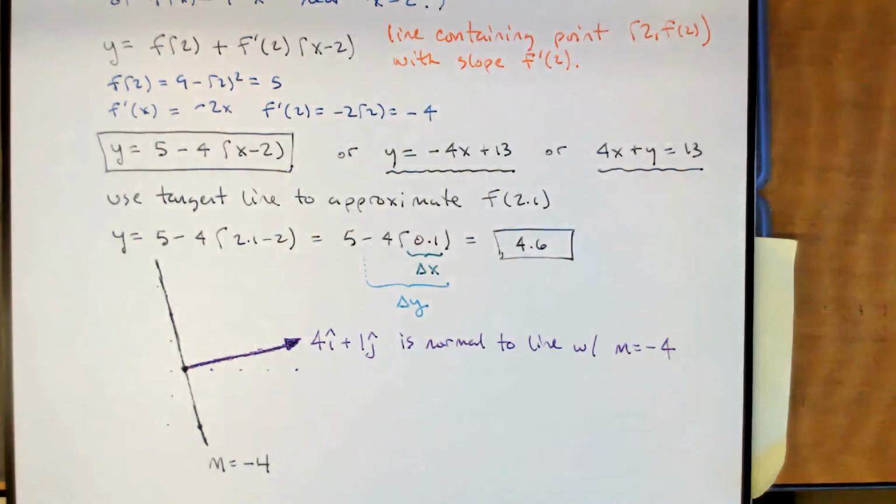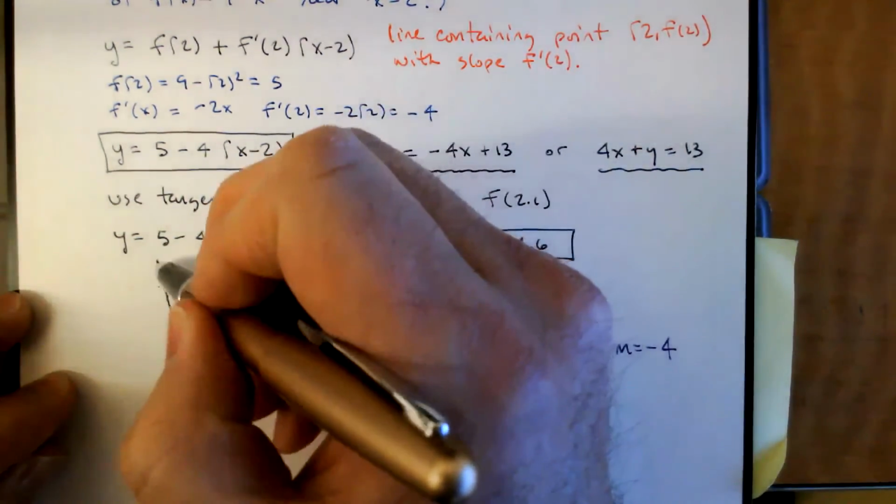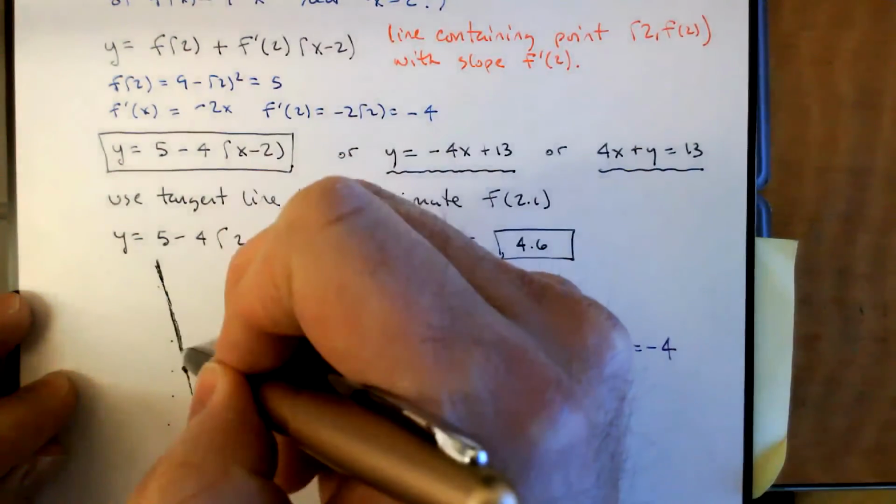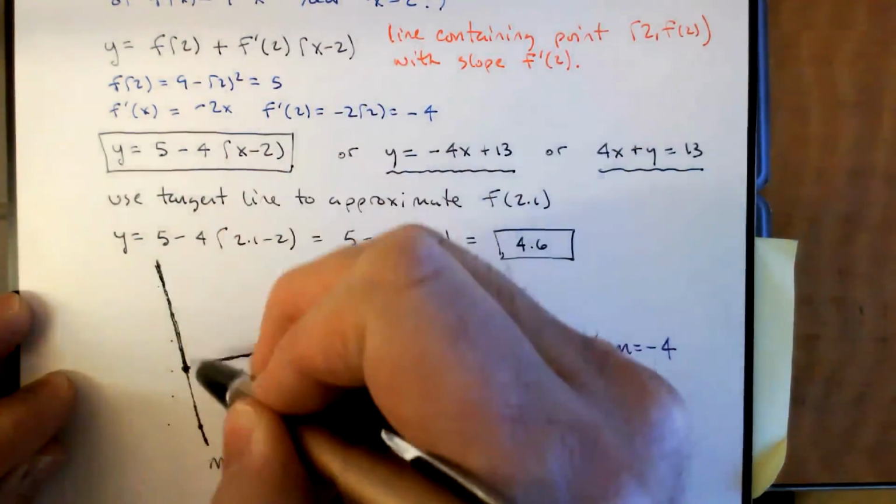So notice that the slope of that line is negative 4. So the perpendicular slope should be positive 1/4, and we can see that slope, positive 1/4, in the vector 4i plus 1j, 4 being the run, 1 being the rise. That vector is normal to the line. Any questions?